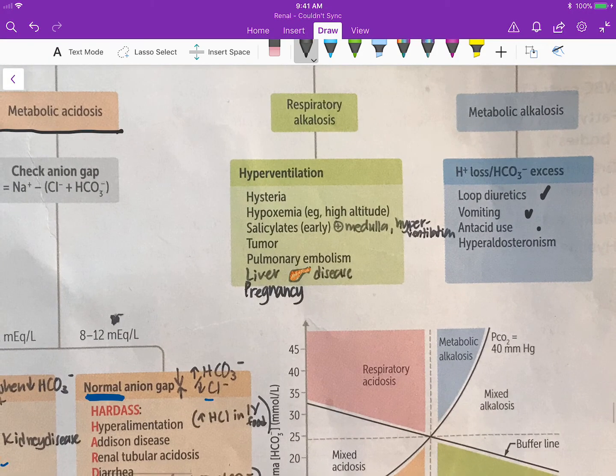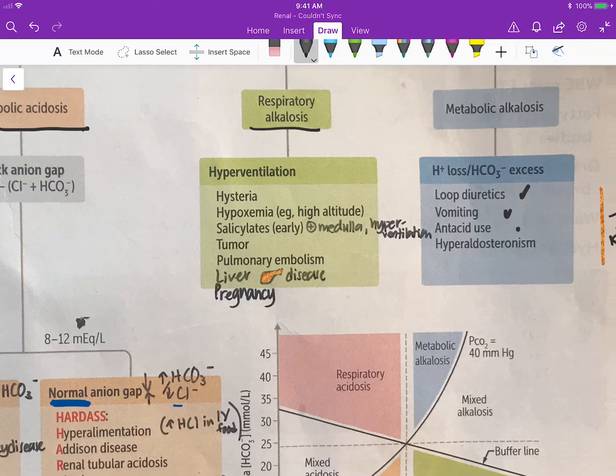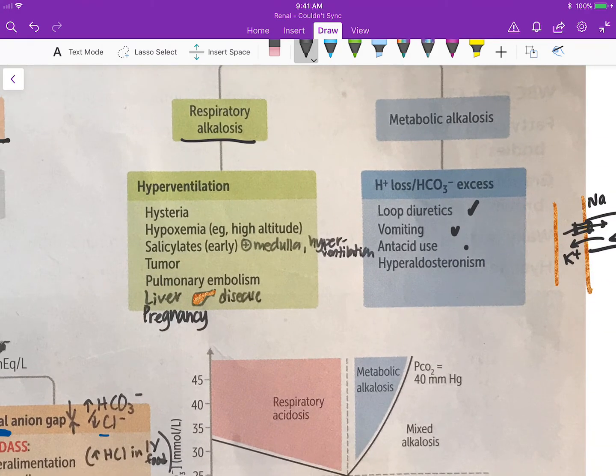Now, if you have a problem that has hysteria, like they're breathing really, really fast, you're going to get respiratory alkalosis. Tumor, lung disease is going to give you respiratory alkalosis. Overdosing on aspirin is going to stimulate the medulla, which gives you hyperventilation. So that's going to be respiratory alkalosis. Pregnancy, respiratory alkalosis. Metabolic alkalosis is going to be when you have loop diuretics, vomiting.